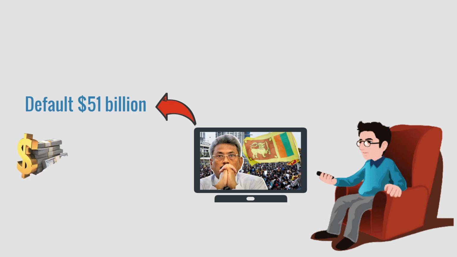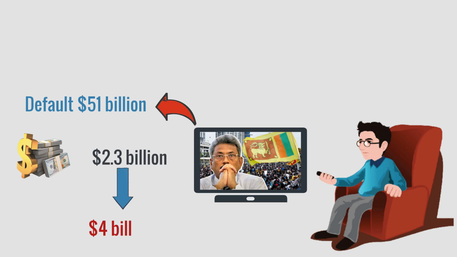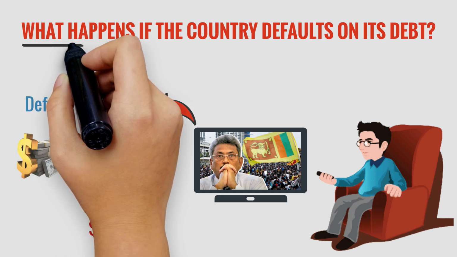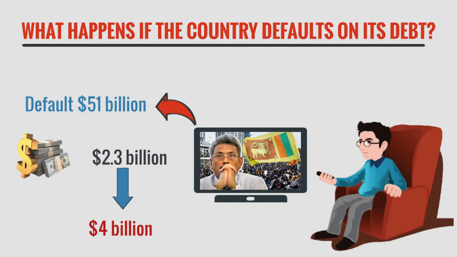if you follow the news, you will know that Sri Lanka on April 12 declared default on its debt with a public debt of $51 billion of foreign debt, in the context that the country is facing the worst economic crisis since independence in 1948. Their foreign exchange reserves are now only $2.3 billion, while in 2022 they have to pay off $4 billion of debt. So what is public debt? What happens if a country defaults on its debt? In this video, I will help you understand this problem.